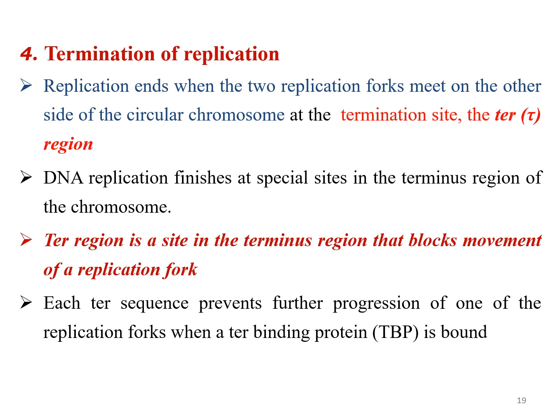So the fourth step is termination of replication. This is the place where DNA replication stops. Replication ends when the two replication forks meet on the other side of the circular chromosome at the termination site. DNA replication finishes at a special site in the terminus region of the chromosome, and this termination region blocks the movement of the replication forks. Each terminus sequence prevents further progression of one of the replication forks when the terminus binding protein is bound. So that is all about the replication of DNA for prokaryotes.